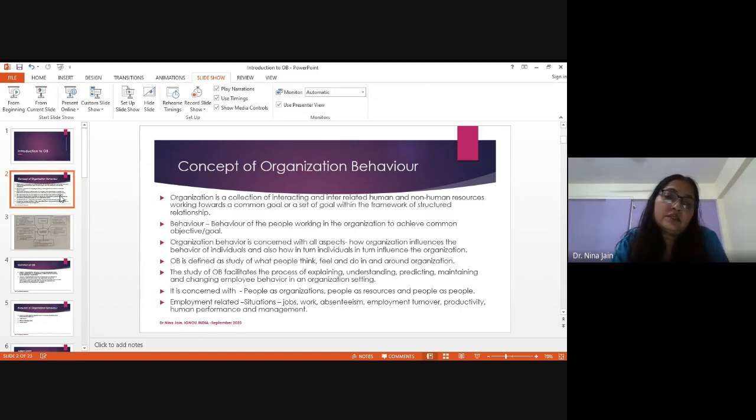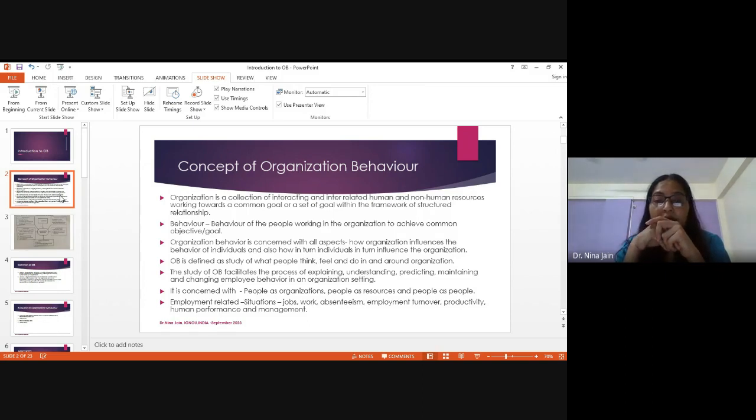It is also about the study of what people think, feel, and do in and around the organization. You are already working in the organization, so I think you know about it. So organizational behavior facilitates the process of explaining, understanding, predicting, maintaining the relationship, and changing the employee's behavior in the organization.